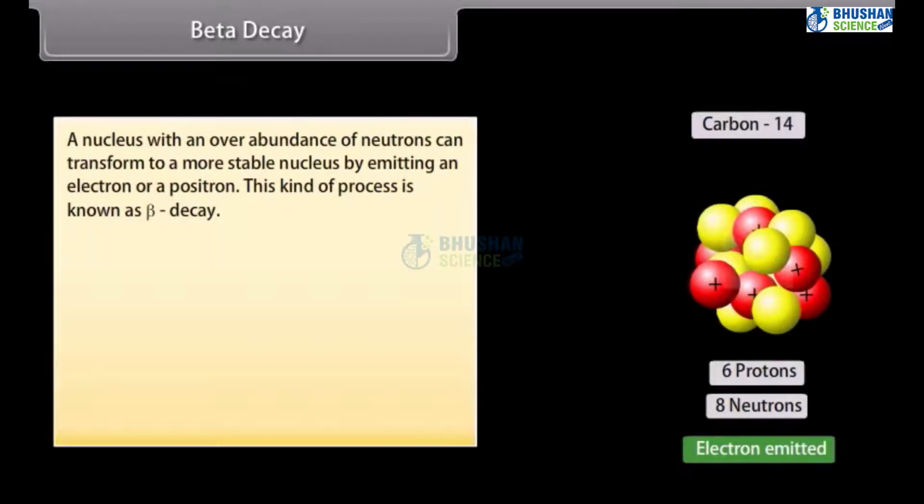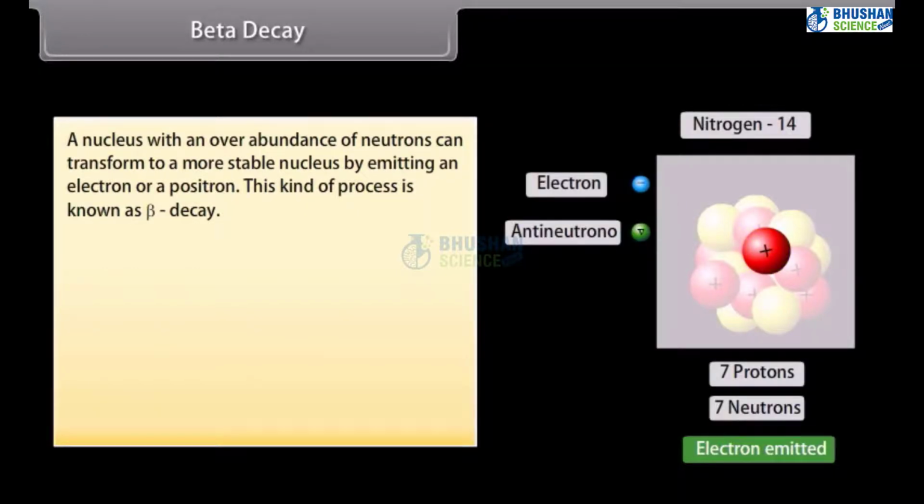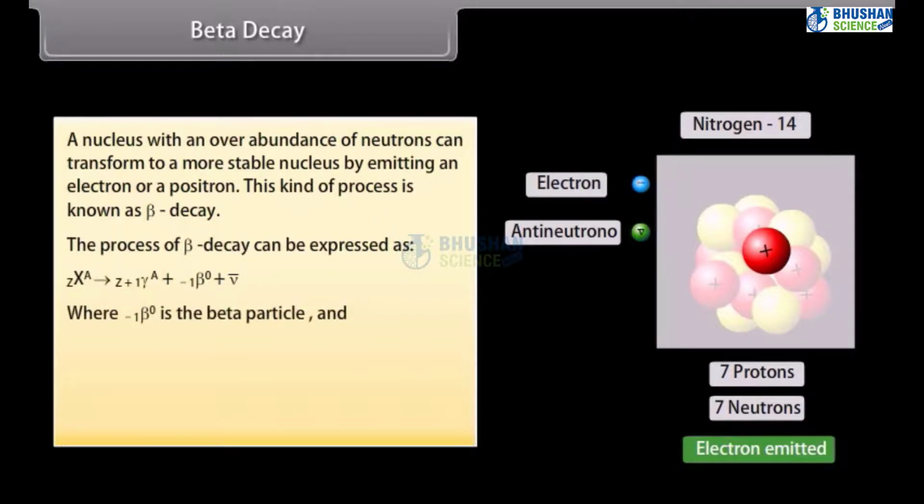Beta decay. A nucleus with an overabundance of neutrons can transform to a more stable nucleus by emitting an electron or a positron. This kind of process is known as beta decay. This process of beta decay can be expressed as where the beta particle and the antineutrino are emitted.